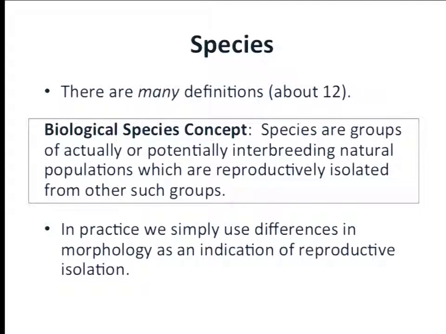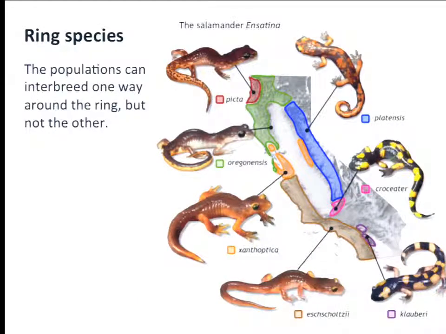Giraffes breeding in the Serengeti don't breed with the zebras, so we'll call them different species. In practice, we actually just use the differences in morphology as an indication of reproductive isolation, because like begets like. Things that are in a breed tend to look like each other. And then you get tricky things where if you get populations separated for a long period of time, they can start to look a lot different, but they can breed just fine.